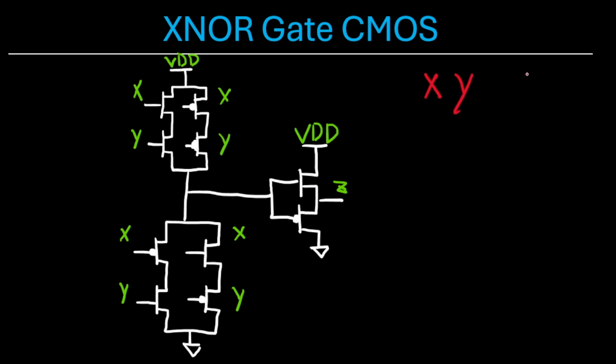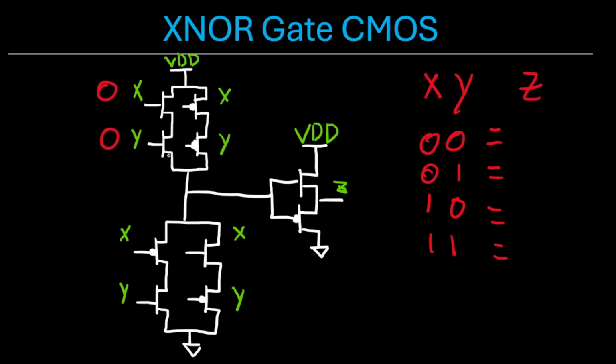Again, inputs X, Y, output Z, 0, 0, 0, 1, 1, 0, and 1, 1. Okay, so let's start off with input 0, 0. These two NMOSs are off. These two PMOSs here are on. That connects VDD to the two gates of these transistors, which turns this NMOS on, connecting our output Z to VDD, like so. Our output's 1.